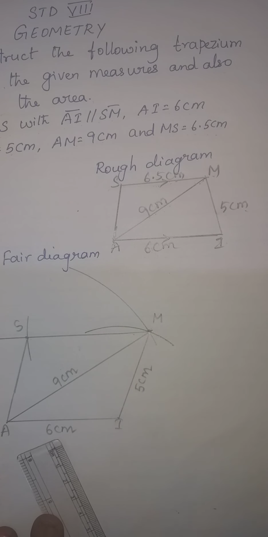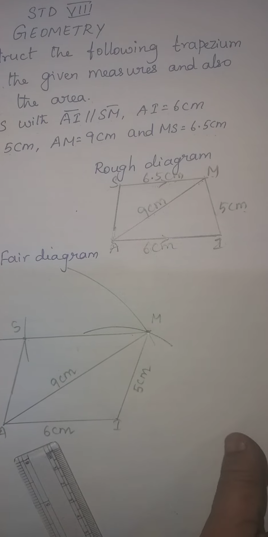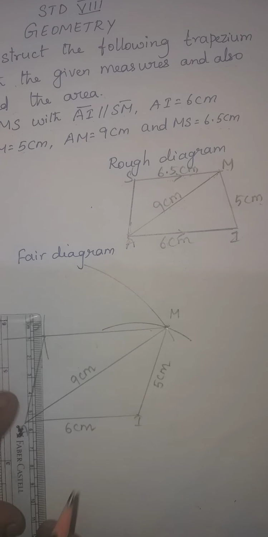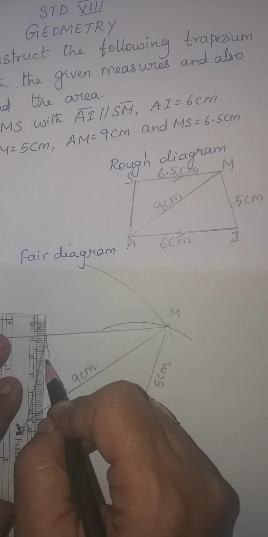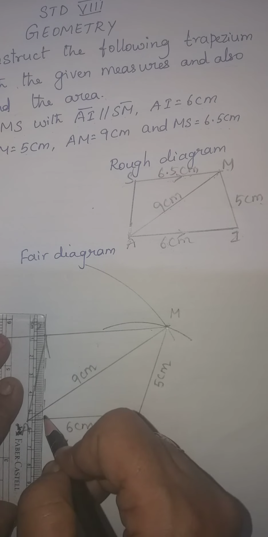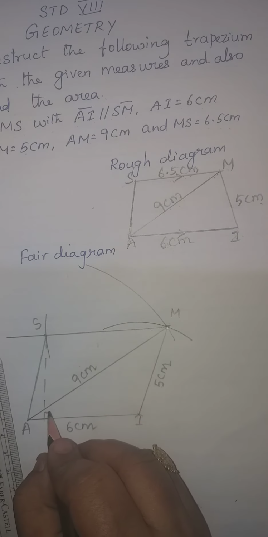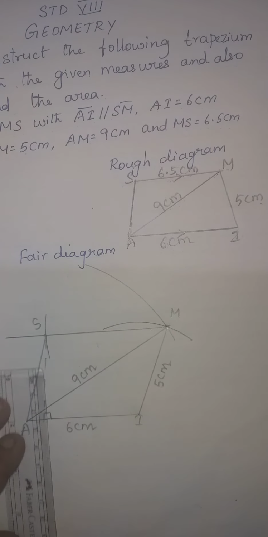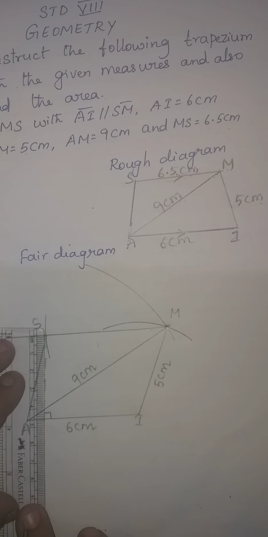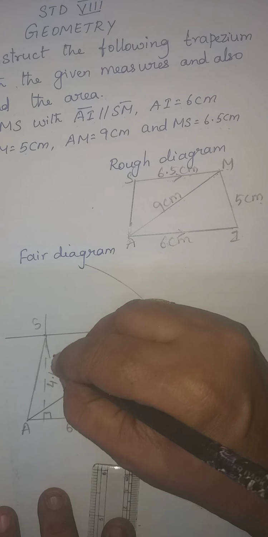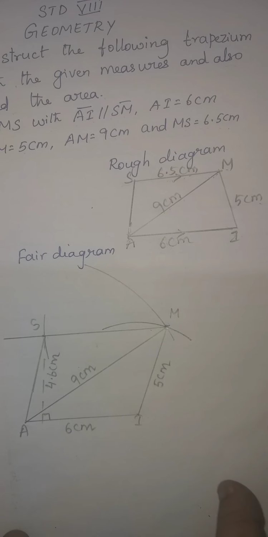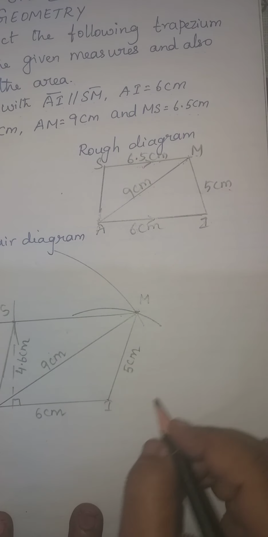Now we have to find the area. To find the area we need the height. So let us draw the height. Draw a perpendicular line like this. You can draw a perpendicular line. It is 90 degrees. Here now let us measure the height. It is 4.6 centimeter. Now let us find the area of this trapezium.